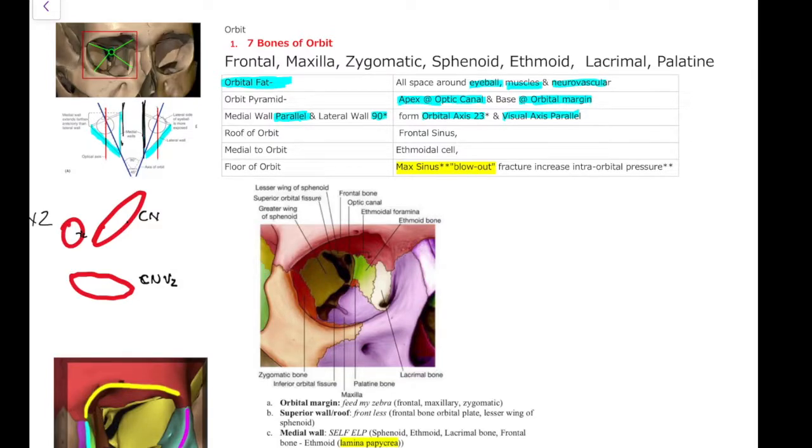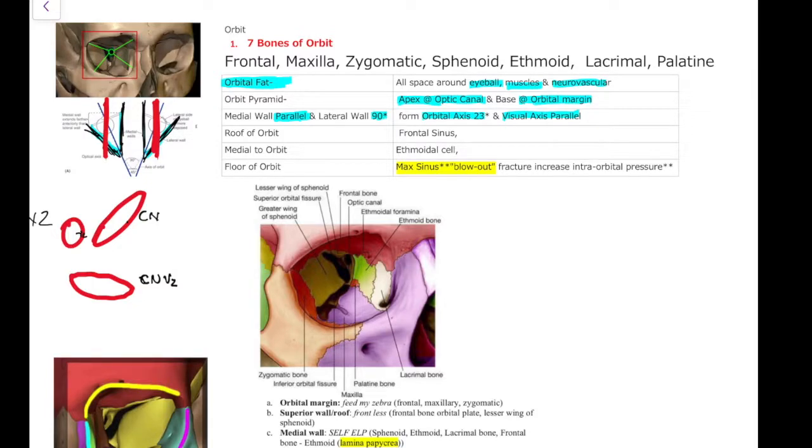So we have the medial wall, which is parallel to each other, and then we have the lateral wall that form this 90-degree angle. Both of these will give us an orbital axis, which is at 23 degrees, whereas in red we have our visual axis, which is parallel to each other. So visual axis is parallel, just like the medial wall.